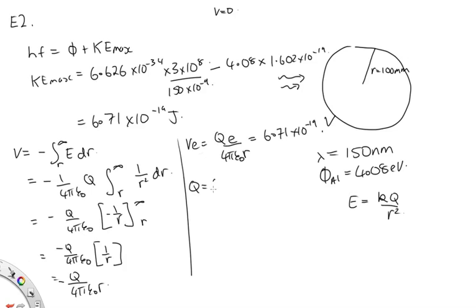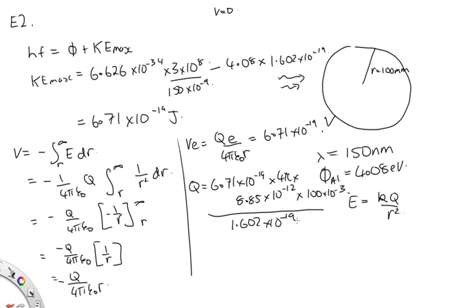So Q is equal to 6.71 times 10 to the minus 19 times 4 pi times epsilon naught, which is 8.85 times 10 to the minus 12, times the radius, which is 100 times 10 to the minus 3, and then we divide all of this by the charge on the electron, 1.602 times 10 to the minus 19. And solving this, we end up with 4.66 times 10 to the minus 11 coulombs, so we can write this as 47 picocoulombs. And so that's how we can solve this problem here.